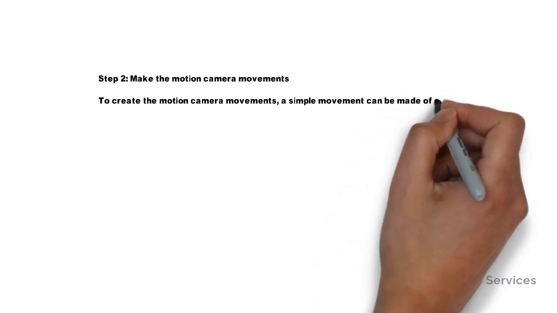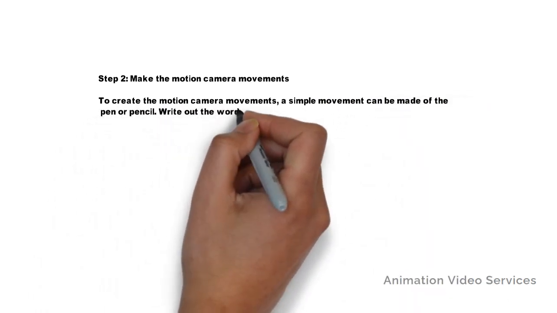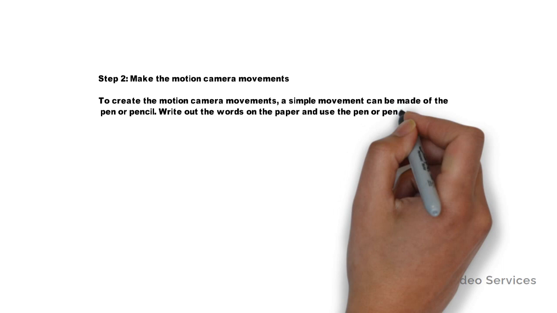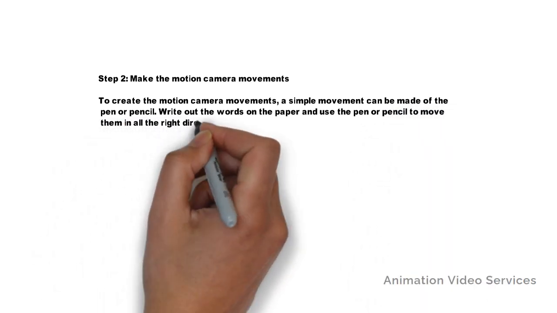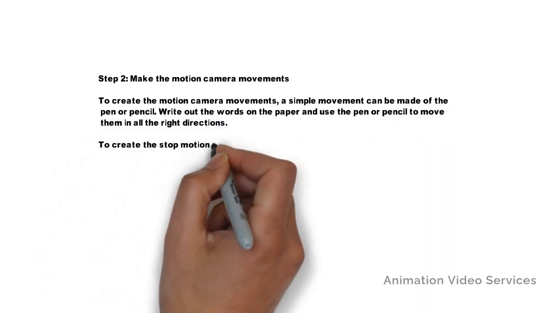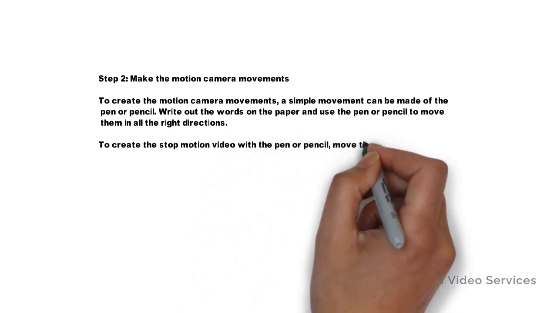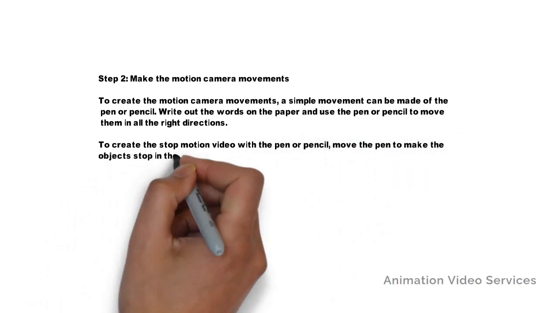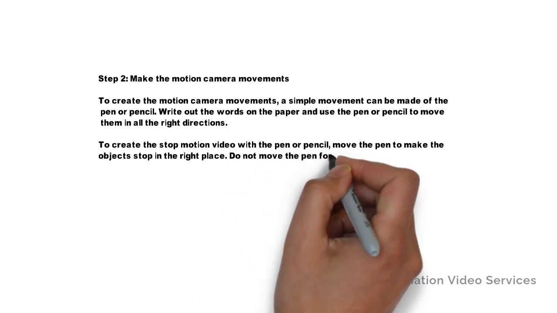Step 2. Make the motion camera movements. To create the motion camera movements, a simple movement can be made of the pen or pencil. Write out the words on the paper and use the pen or pencil to move them in all the right directions.